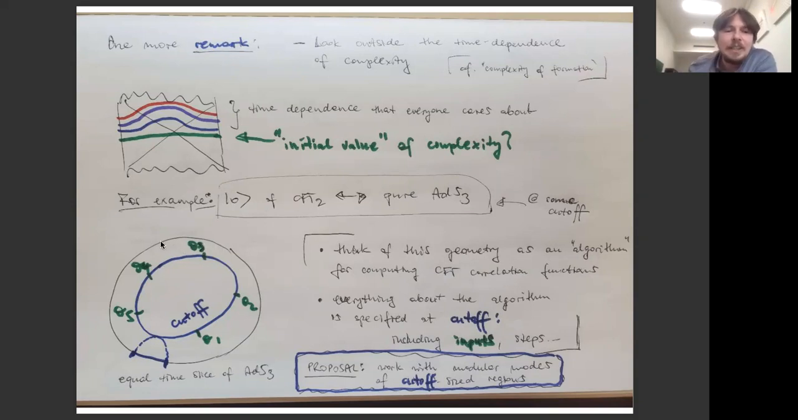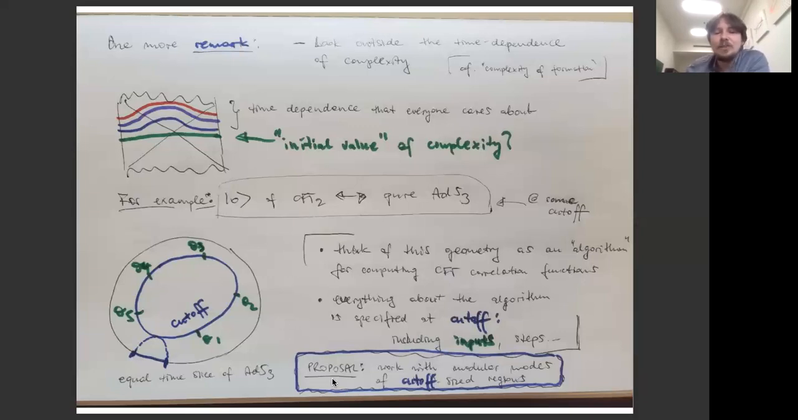So I drew a picture here of an equal time slice of AdS. I drew some cutoff surface here. And the philosophy that we should be applying is that I want to think of this geometry as an algorithm, in quotation marks, for computing CFT correlation functions. Everything about this algorithm is customized for this particular cutoff. So the inputs are presumably given at the cutoff surface. Even the steps might depend on the cutoff. So the cutoff is an important part of this picture. And then I want to make a proposal.